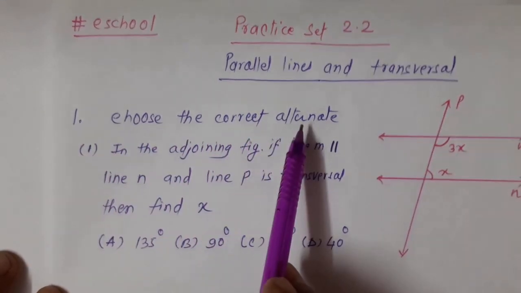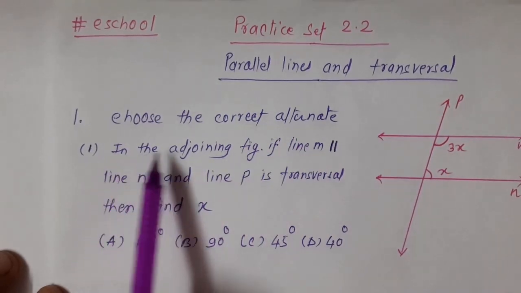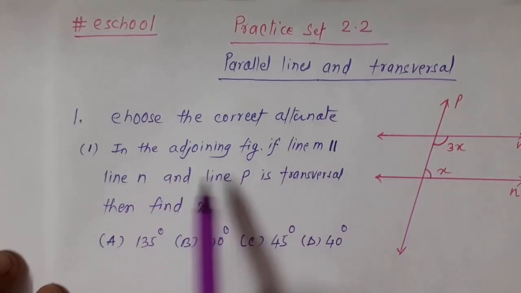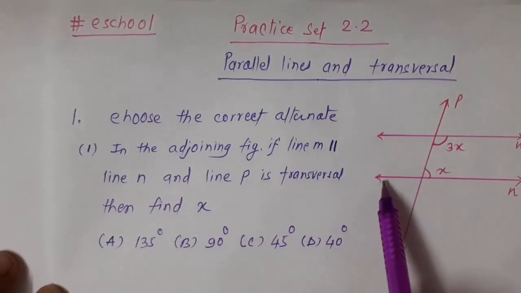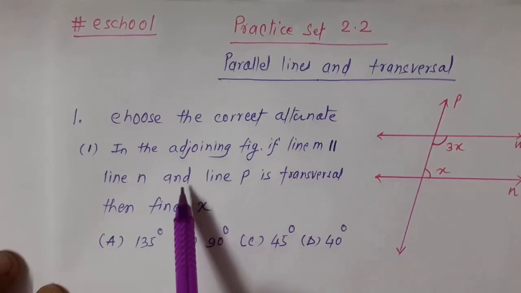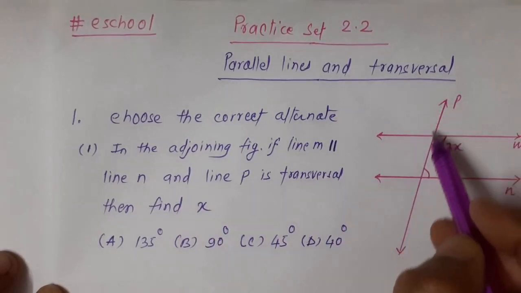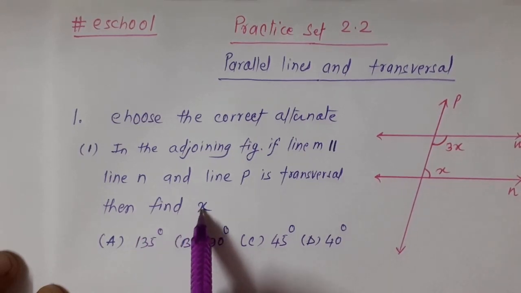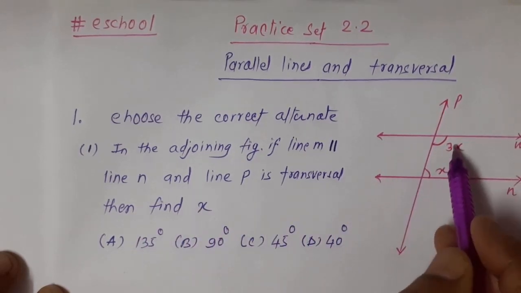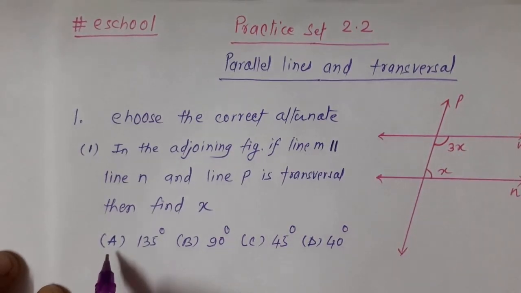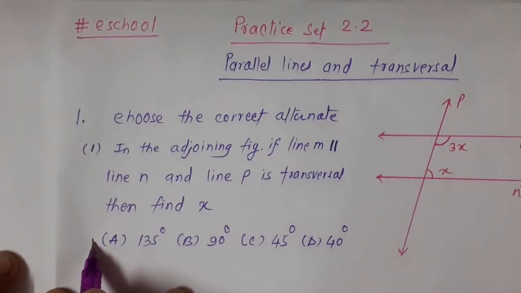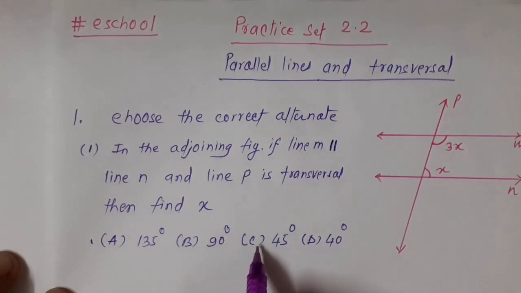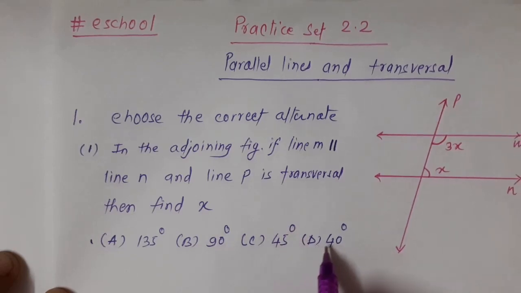Choose the correct alternative. In the adjoining figure, if line m is parallel to line n, and line p is the transversal, then you have to find the value of x. Options are given. Option A is 135, option B is 90 degree, option C is 45 degree, and option D is 40 degree.